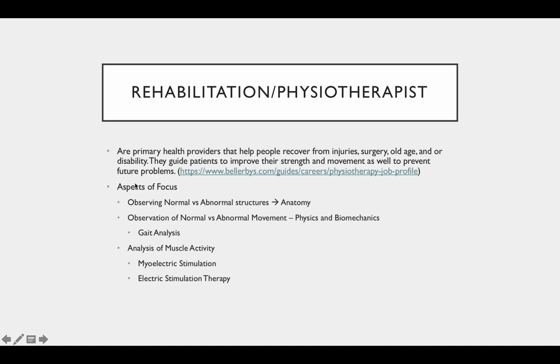Now, where does biomechanics come here? Number one, these people, physiotherapists and rehab people, observe normal versus abnormal structures. So again, they need to know their anatomy very well, as well as observation of normal versus abnormal movement. That's where the physics and biomechanics comes into play. And this all comes to gait analysis, which is very popular. So they look at the way somebody walks.